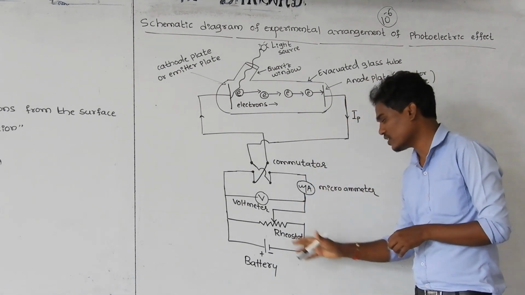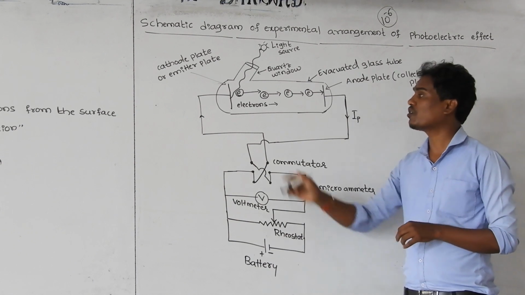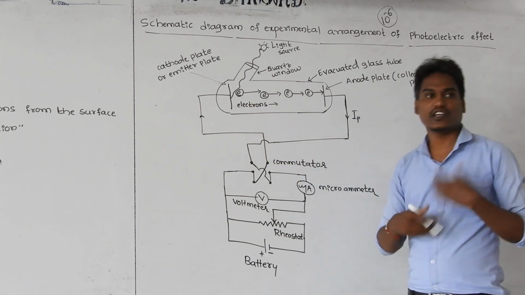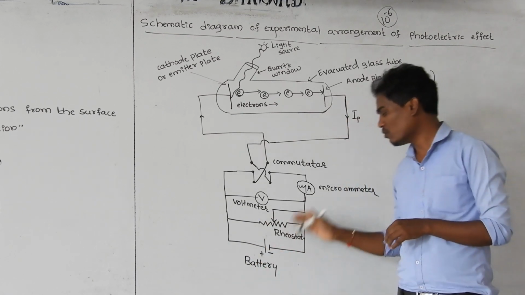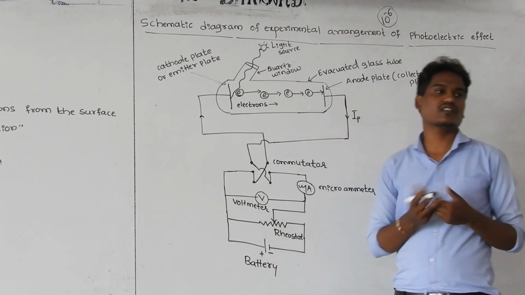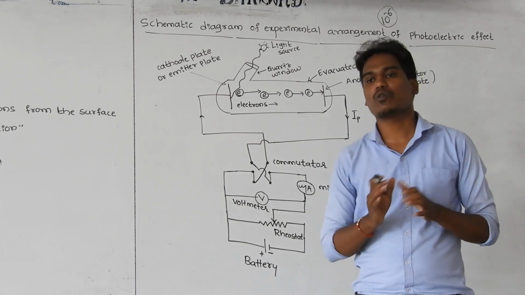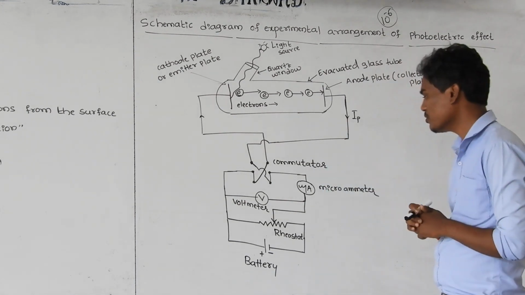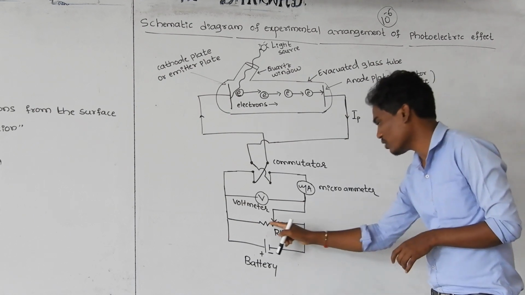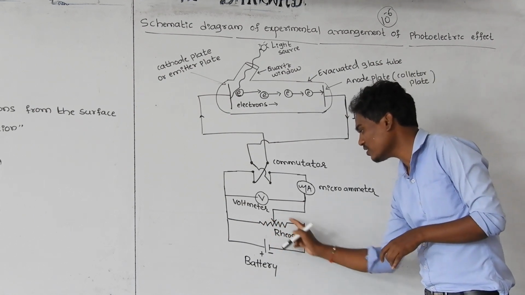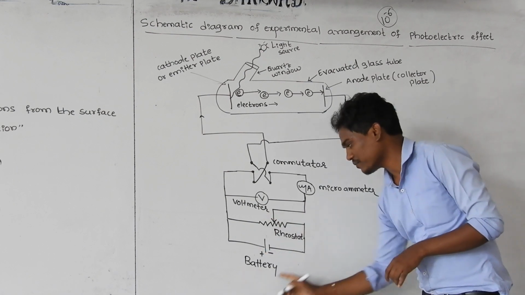To control the current in the circuit, as well as to control the voltage of the circuit or voltage of the battery, we are going to use one of the electrical instruments that is called a rheostat. This one is the rheostat, this part. And next one, this is a battery.